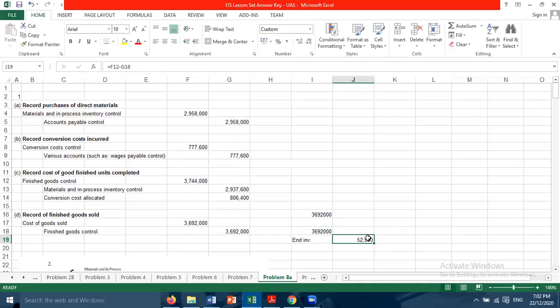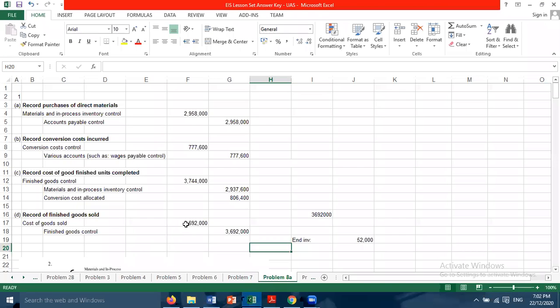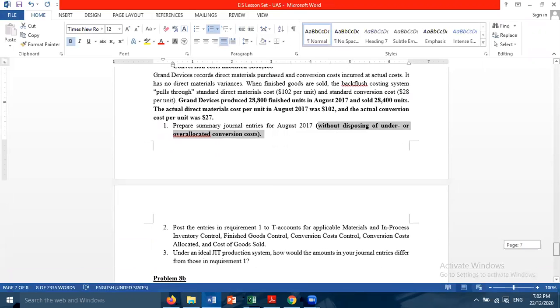And then our ending inventory will be 52,000, or simply 3,744 minus 3,692. Now here it is said without disposing of under or over allocated conversion costs. Since we don't need to dispose of it, all we need to do is just end it there. Later we'll see what happens if we dispose of it. Okay, so that's for question 1.